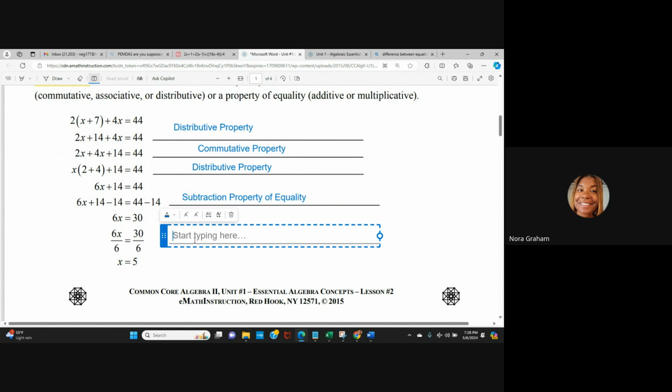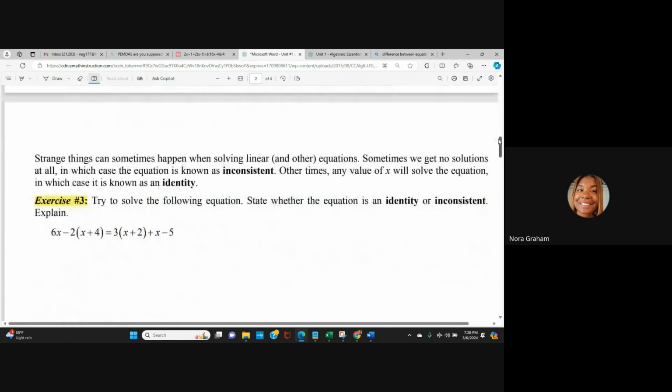So this one is going to be the division property of equality, okay? So those are all the steps that we can say that we took mathematically to solve for x with a linear equation, all right? Any questions on those, just leave a comment in the bottom.